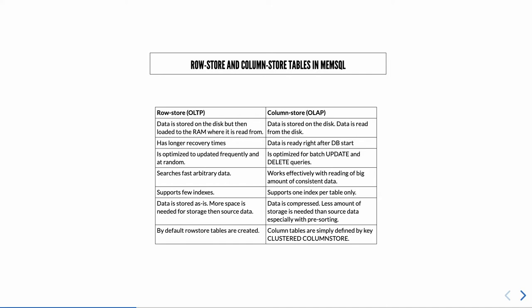What is great, the data is compressed there, and less storage is needed than for source data, especially with pre-sorting. It's great because when you have a few terabytes of data and it can be compressed, you will see the advantages of this solution. And it's very simple to define a column store table. You just need to specify a special key, clustered column store.